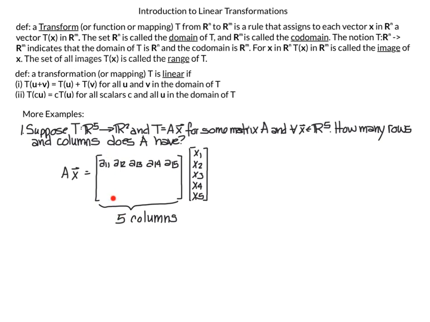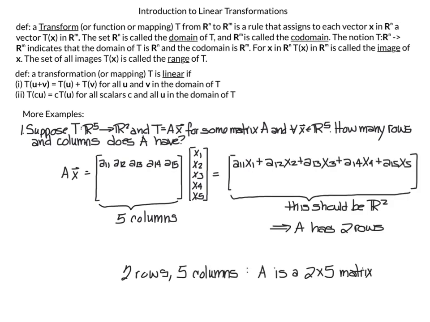Now we need to know how many rows we need so that our final answer is in R2. Well, this is A11 X1 plus A12 X2 plus A13 X3 plus A14 X4 plus A15 X5. So that gives us 1 row. And we want to have 2 rows because it should be in R2. So that means we need 1 more row over here. So we're going to have 2 rows in A and 5 columns. So A is going to be, rows by columns, 2 by 5.